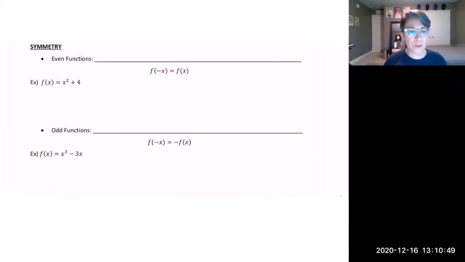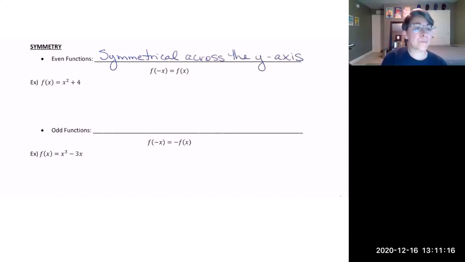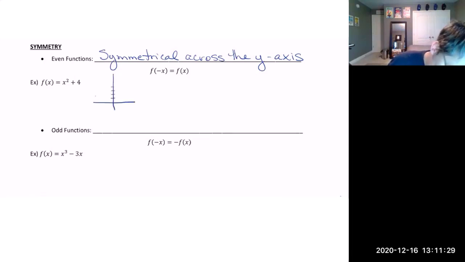Another cool thing about transformations is symmetry. Even functions are symmetrical across the y-axis. So for example, if we had f of x equals x squared plus 4, if we were to graph that guy, it's a parabola, but he's moved up 4 units. But that means if we were to pick any x on the right-hand side and its opposite on the left-hand side, we will end up with the same y value.